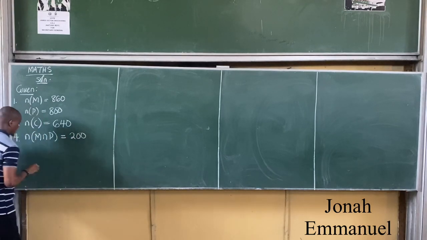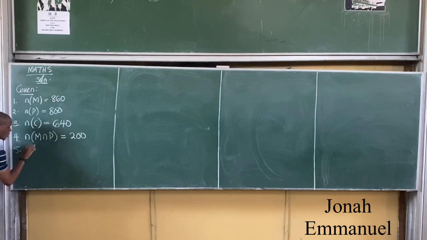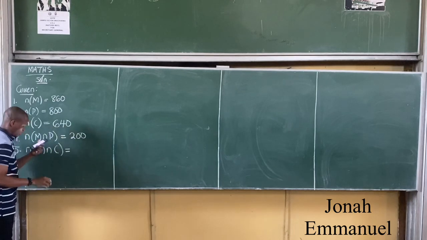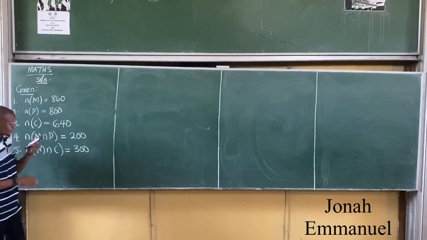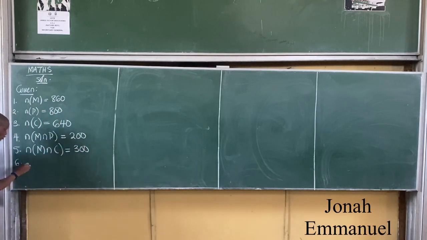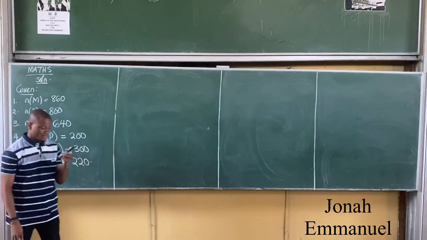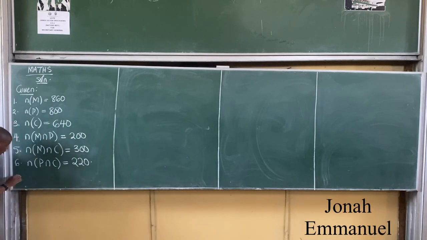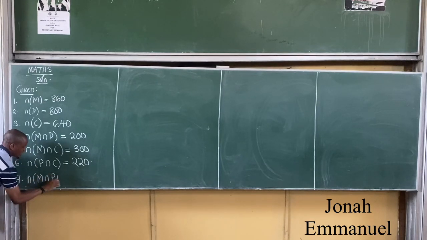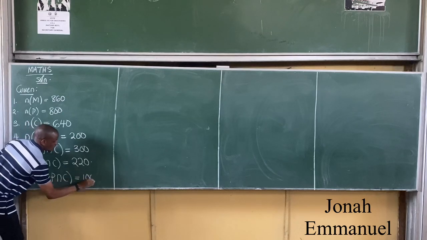So total number of maths and physics is equal to 200. Number five, it says 300 took mathematics and chemistry. Total number of mathematics and chemistry is equal to 300. That's not all. Number six, it said 220 took physics and chemistry. Total number of physics and chemistry is equal to 220. And then 100 candidates took all three papers. So the total number of mathematics intersection physics intersection chemistry is equal to 100 candidates.